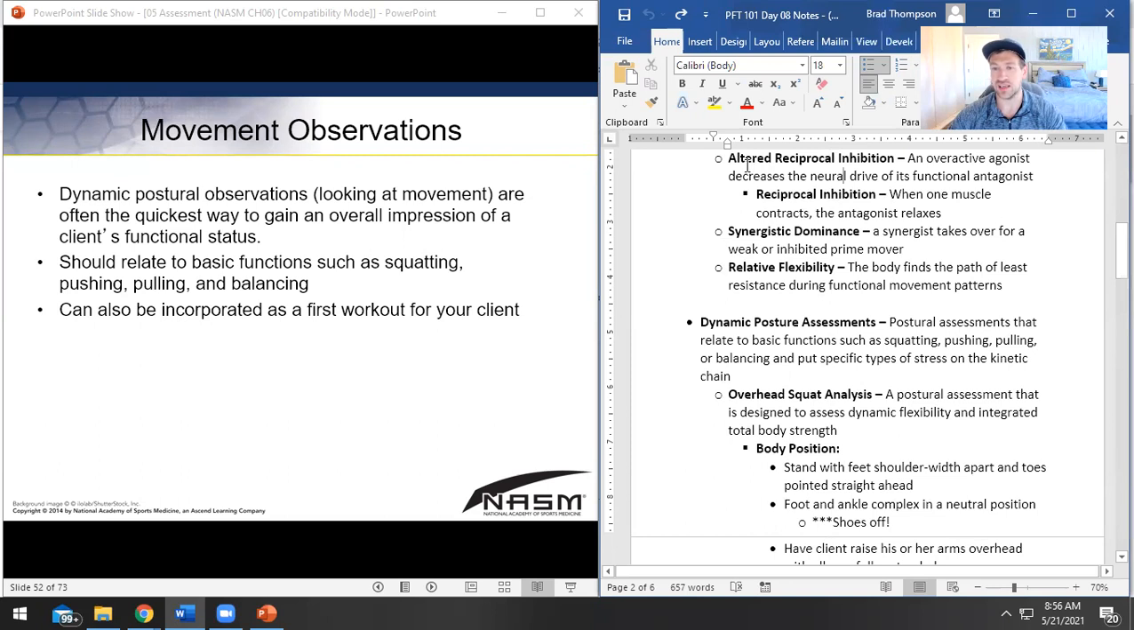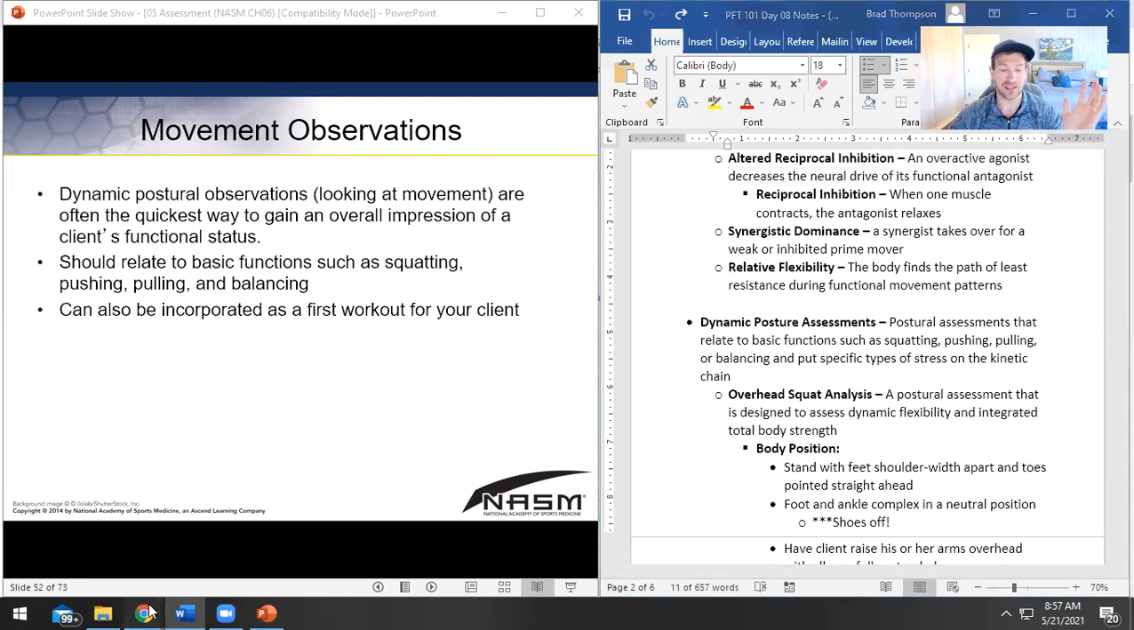So the first one that we're going to see is altered reciprocal inhibition. Okay. And that is the classic example of the muscle on the opposite side of the joint. Altered reciprocal inhibition is your classic example of, oh, my glutes can't fire properly because my hip flexors are pulling too tight, right? And those two are total opposites of each other, like Batman versus the Joker, right? So this is where an overactive muscle, and we'll say agonist because it's the muscle that we're talking about, an overactive agonist decreases the neural drive of its antagonist, right?